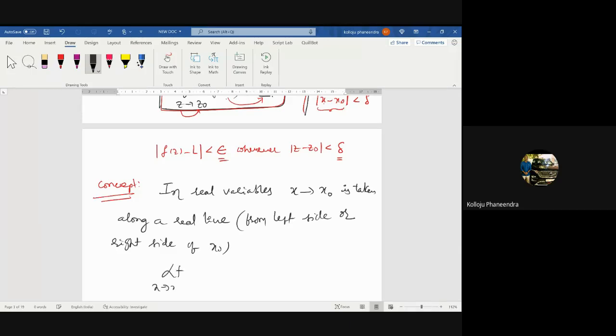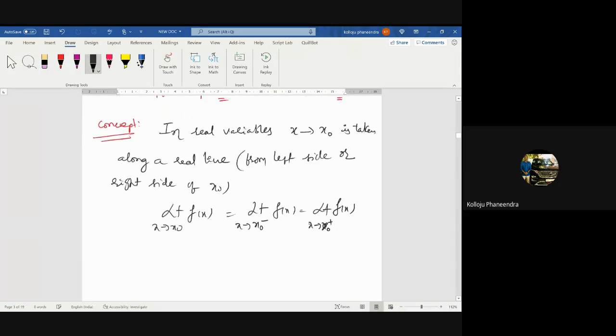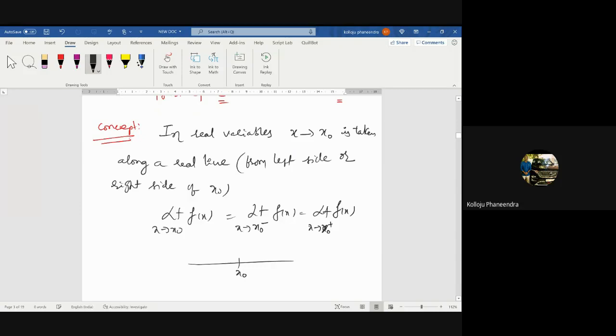Limit x tends to x naught, f of x means all the values must be the same, right? Limit concept: left limit and right limit. x tends to x naught plus f of x. If x naught is the point, for example, this is right and this is left. That means this is the x axis. So this limit, x tends to x naught, approaches along a real line only, through the left side or through the right side. x is approaching x naught.